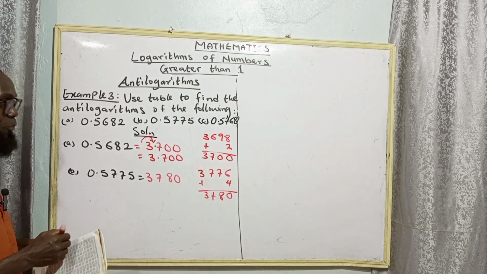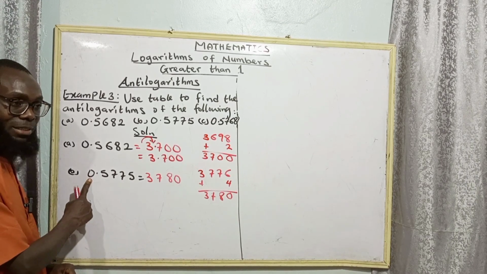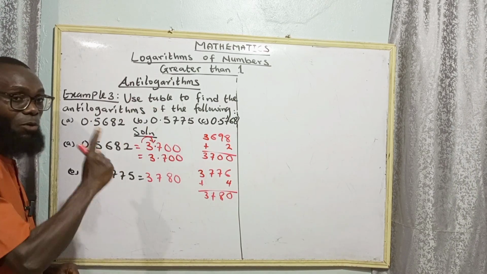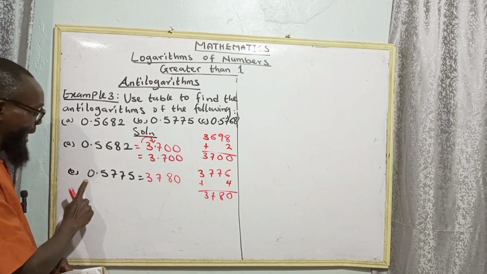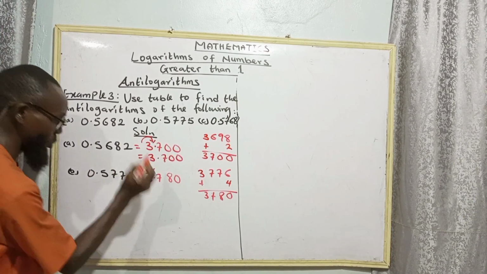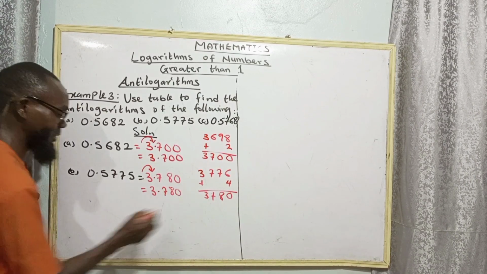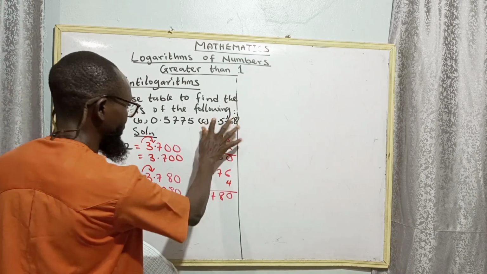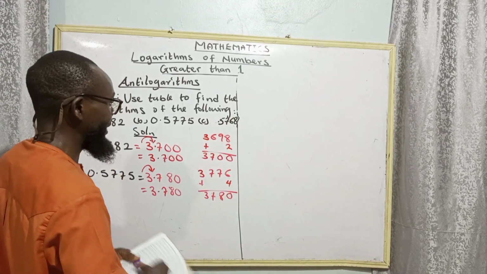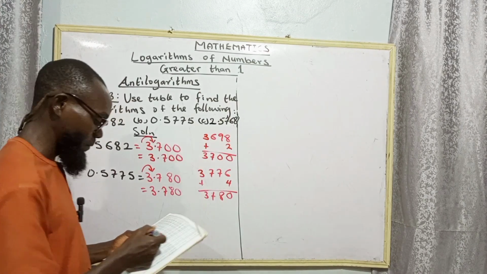To now move our point, you add 1 to this 0 here. That's the first digit number we did not count under logarithm. We had it here making 1. Then you shift your point this way. So it means it's going to be 3.780. Let's change this 0 here to 2.